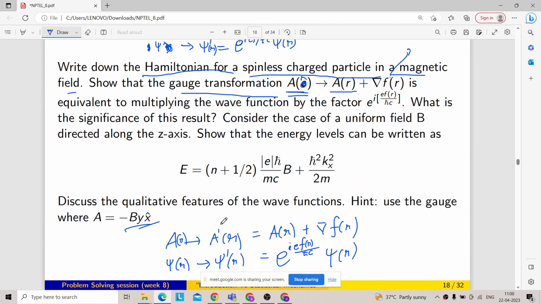So this was the first part. Now it's saying to consider a case of a uniform magnetic field in the z direction, so that the energy levels will be written like this.